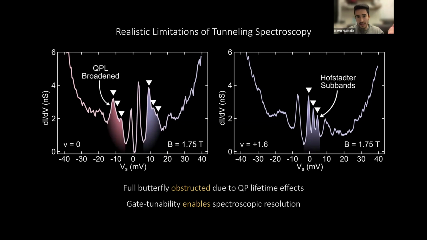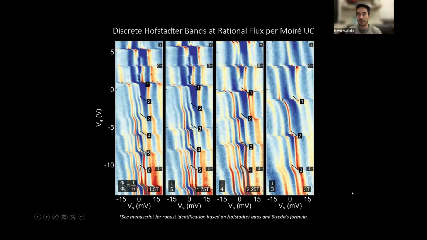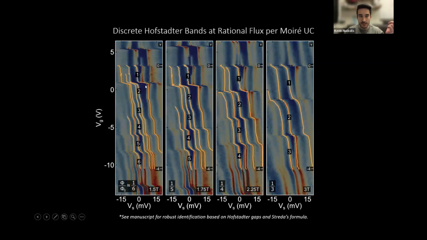This sort of idealized experiment is not really practical, but there's an alternate route to similar data. Putting this all together, we're going to measure spectroscopy as a function of density and energy at 1/6, 1/5, 1/4, and 1/3 flux per unit cell. We can see at each one of these fields, there are clearly 6, 5, 4, and 3 distinct discrete Hofstadter bands, verifying some predictions from Hofstadter's paper.